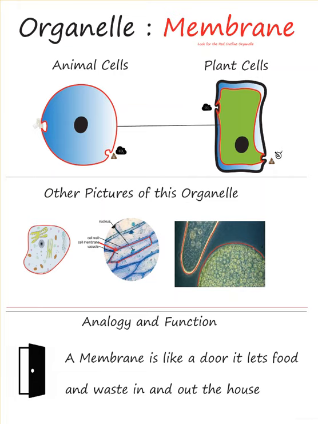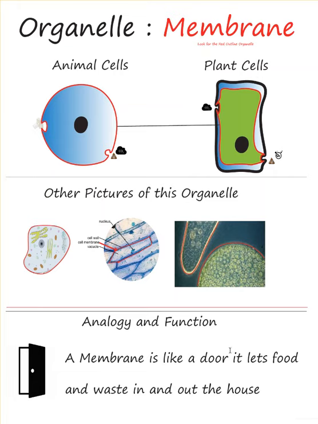So the membrane on the plant cell is not going to be the outside line, but it's going to be the next line. You have to look really carefully to trace that line. It's going to be the inside line, the one that holds all the organelles. And then you might see some other slides that look like this.